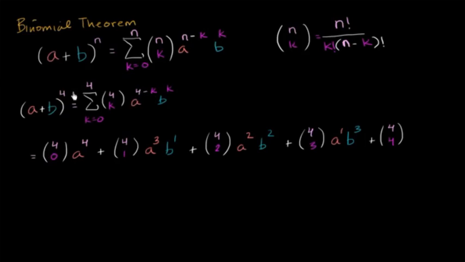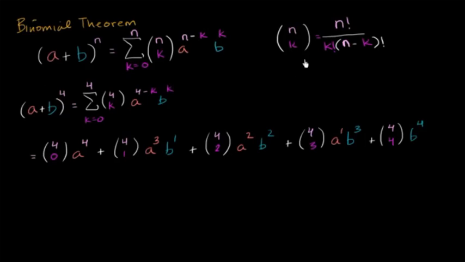A to the 0, that's just 1. So we're going to be left with just b to the k power, and b is 4 right over here. So we're almost done. We've expanded it out. We just need to figure out what 4 choose 0, 4 choose 1, 4 choose 2, etc. are. So let's figure that out.